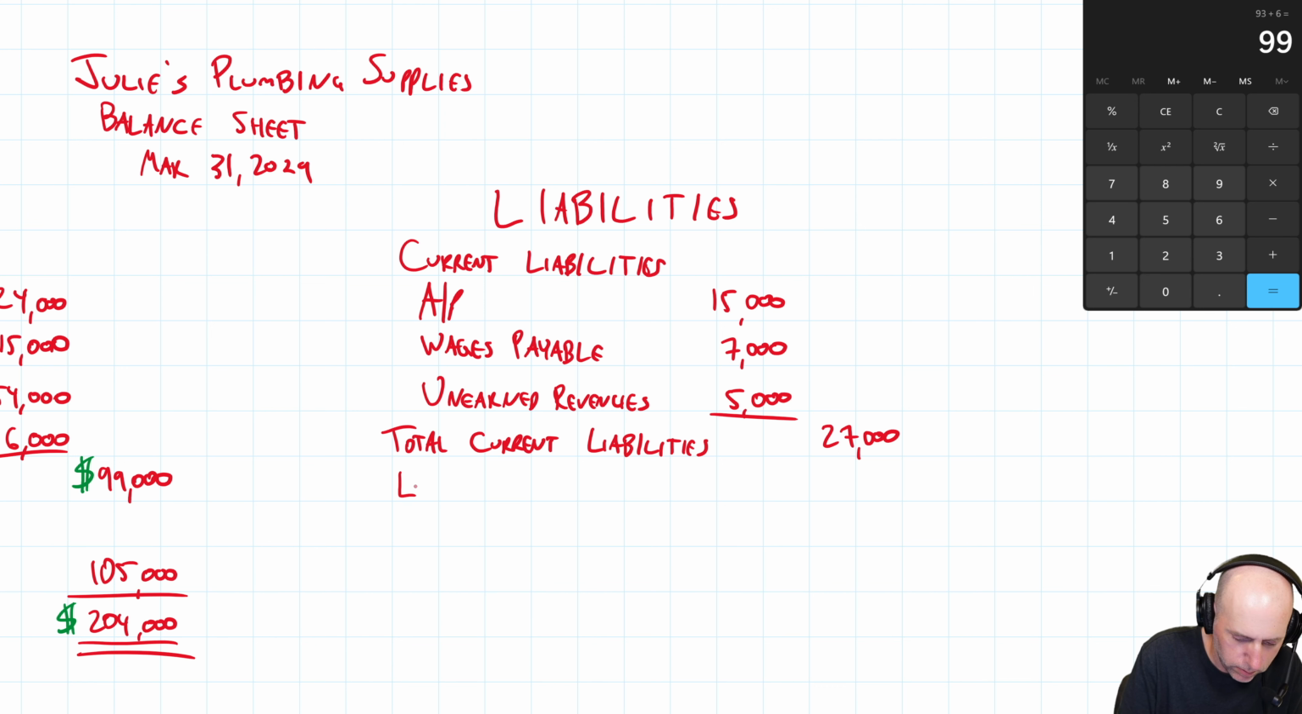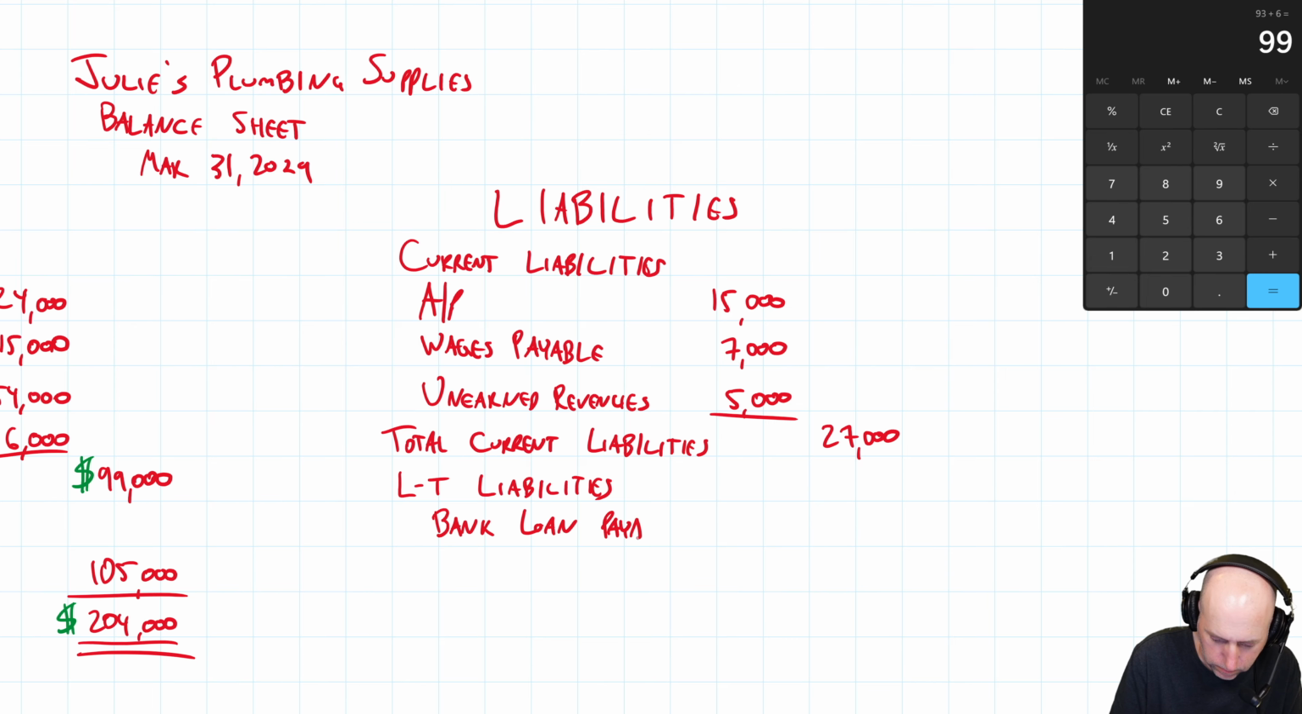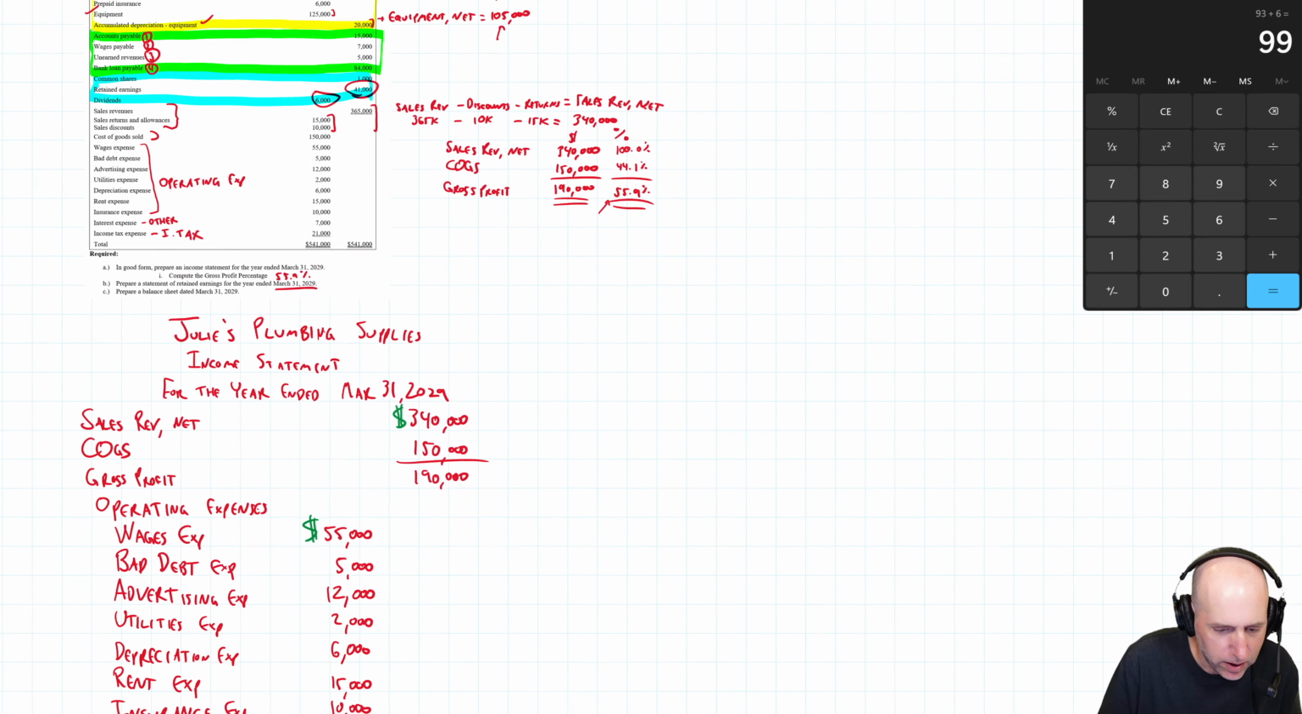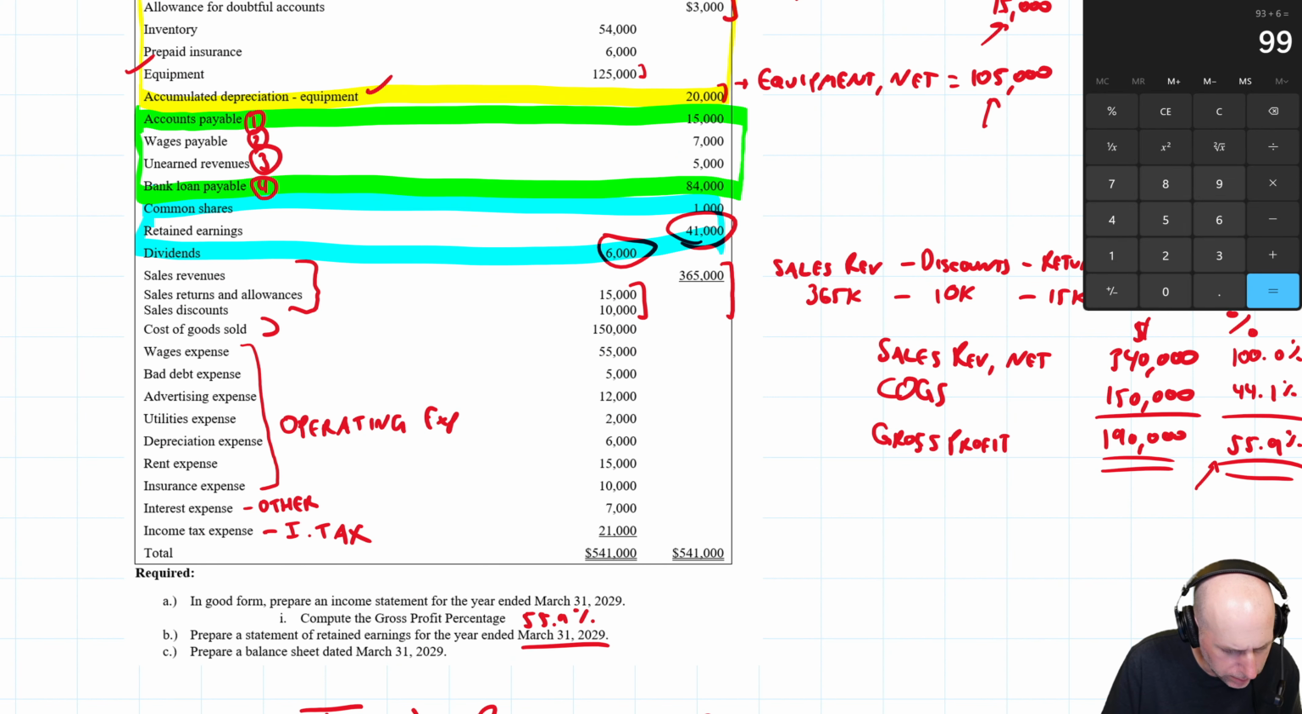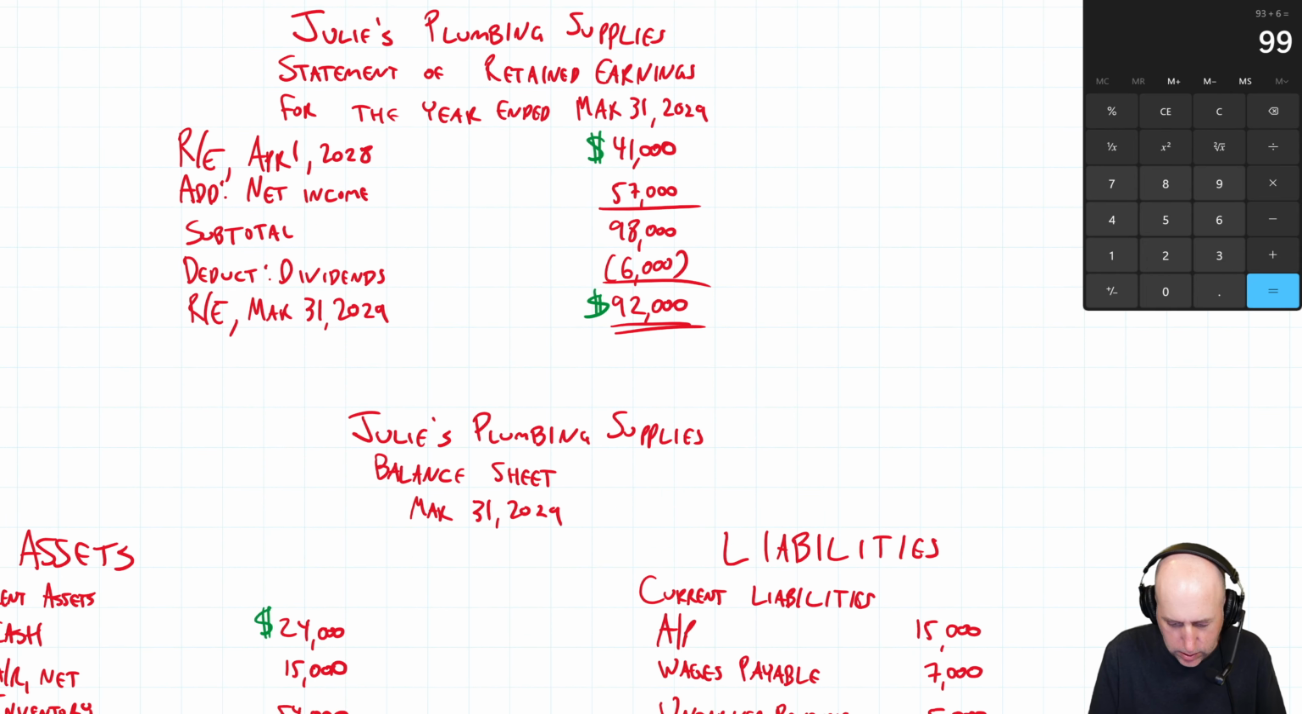In terms of long-term liabilities, we just have the one. We just have the bank loan. And this bank loan was in the amount of, where are you, bank loan? $84,000.